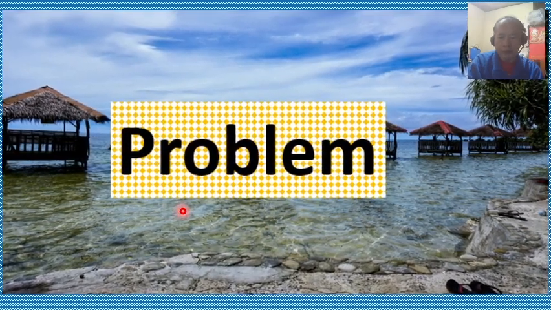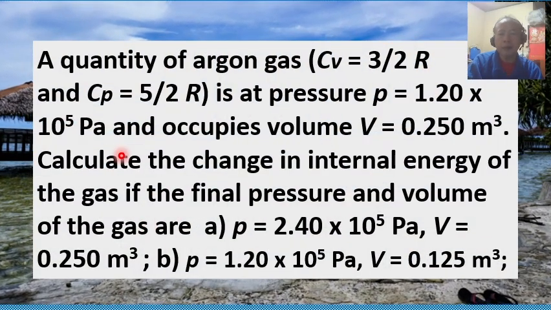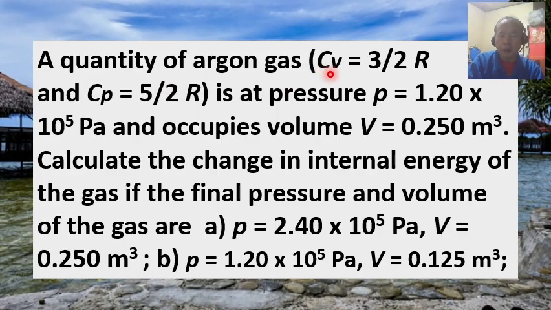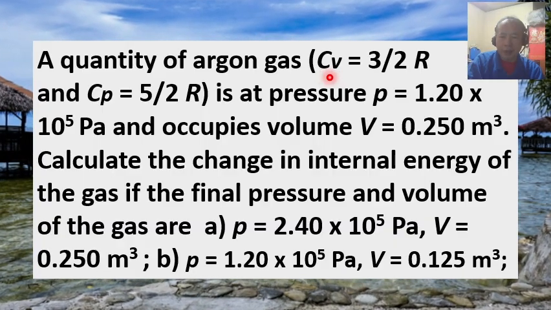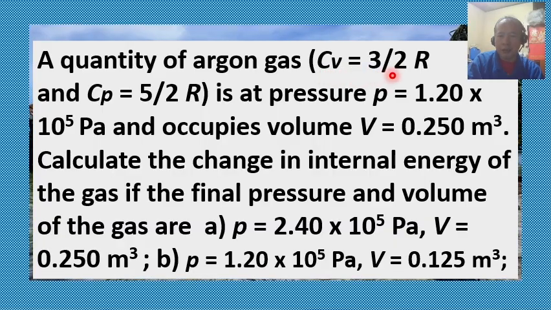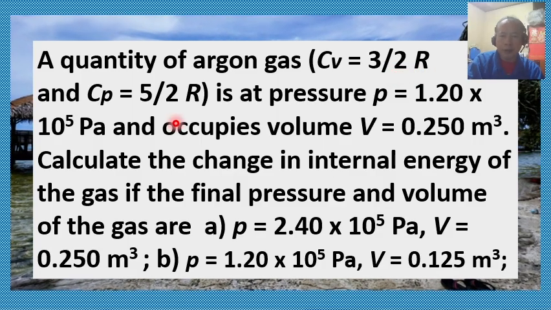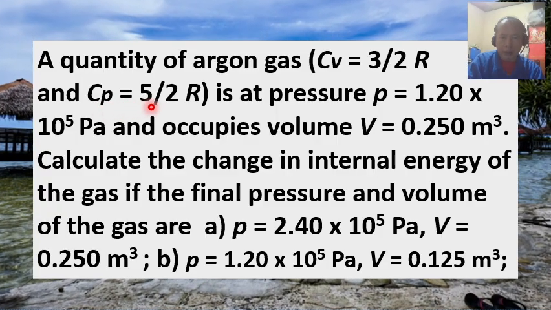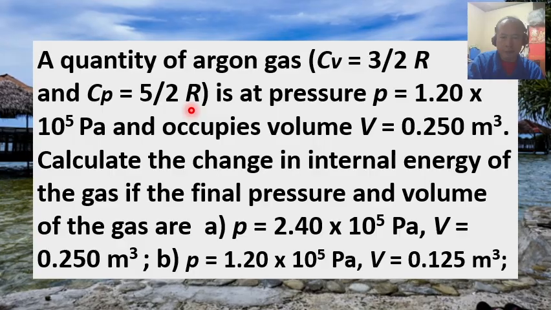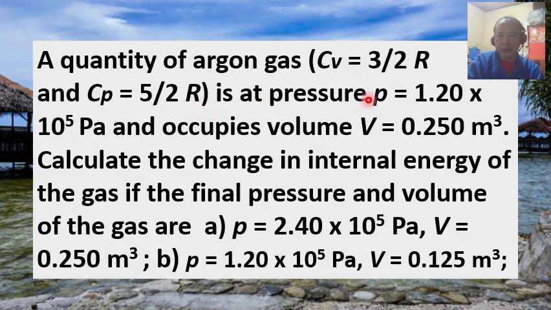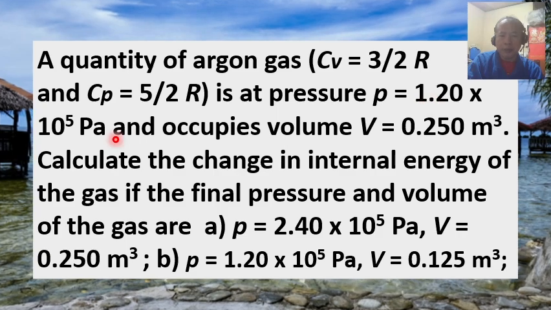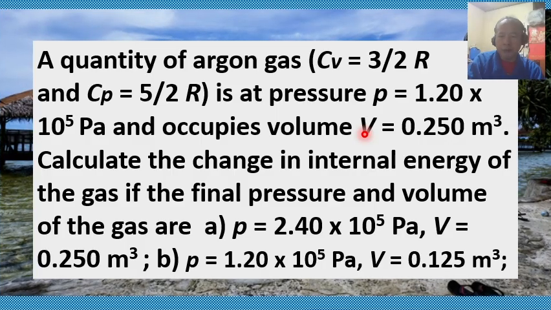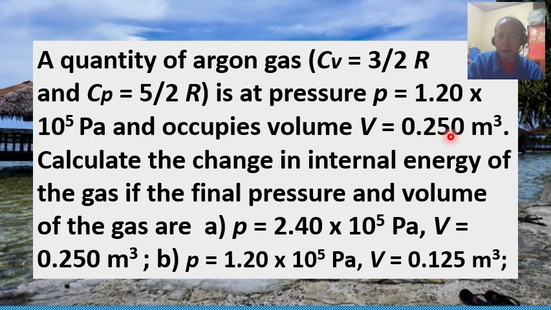The problem is a quantity of argon gas whose molar heat capacity at constant volume equals 3 halves times big R, and its molar heat capacity at constant pressure equals 5 halves times big R. The gas is at pressure P equals 1.20 times 10 to the fifth power Pascal and occupies a volume V equals 0.250 cubic meters.